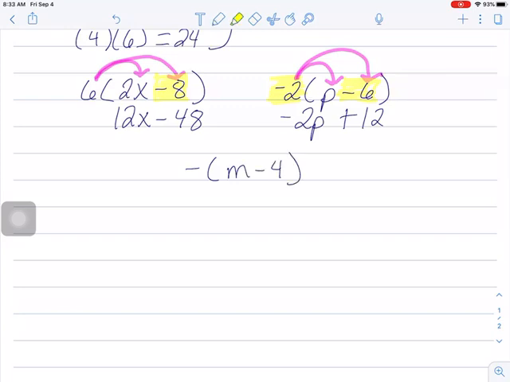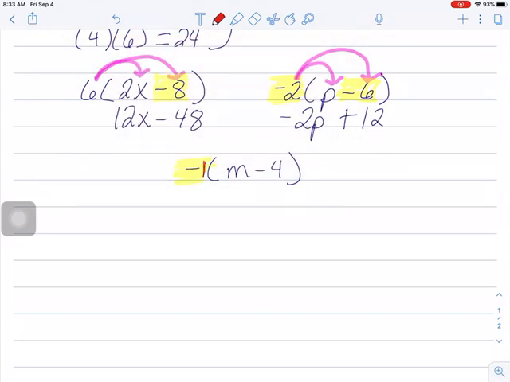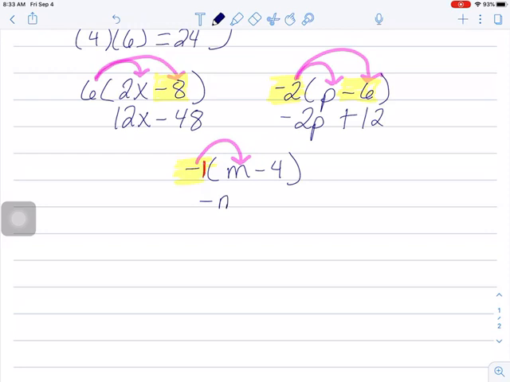Or you might even see this. Just a negative outside. If you see just a negative outside the parentheses, that means you have a negative 1 outside your parentheses. So if you have that, you multiply -1 times the first term. That would be -m. And -1 times the second term, which would be +4.